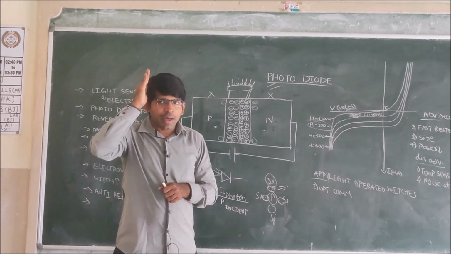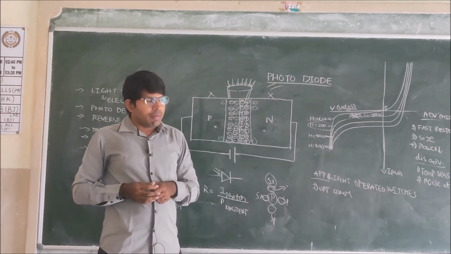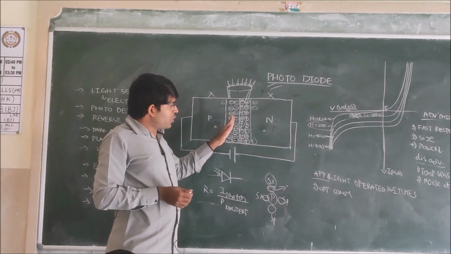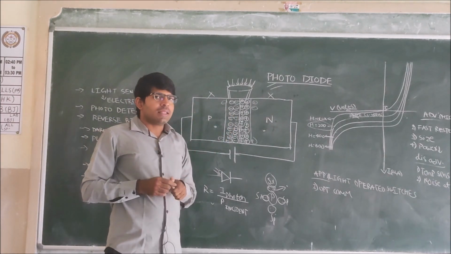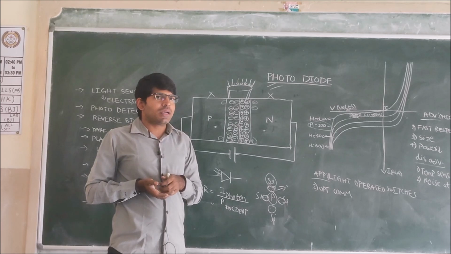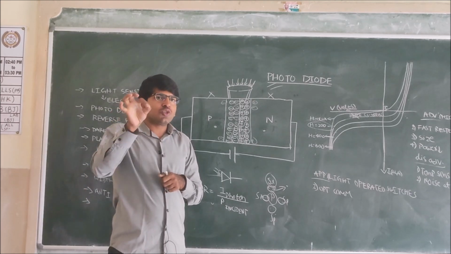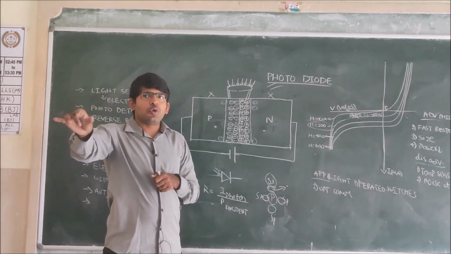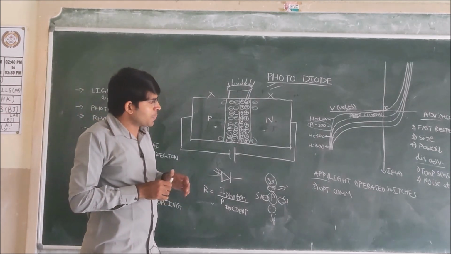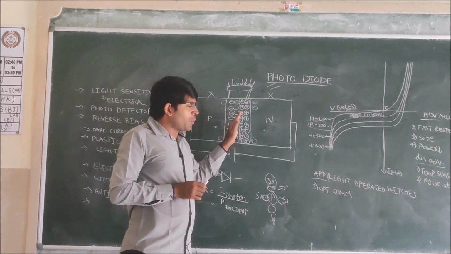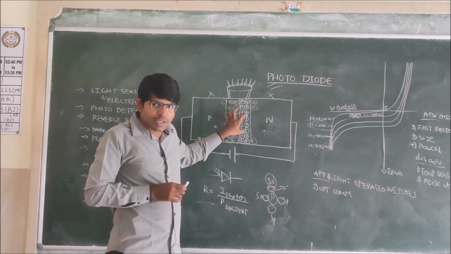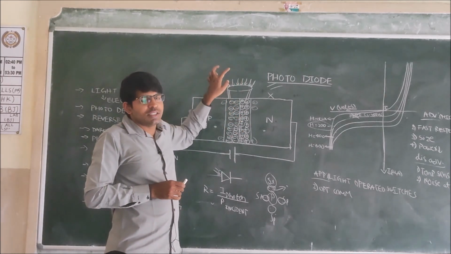Remember, a hole is an imaginary particle. Whenever I say a hole is moving from this side to this side, this concept is nothing but a bound electron moving from one covalent bond to another covalent bond. So the electron hole pairs are formed in the depletion region because of the incident light.